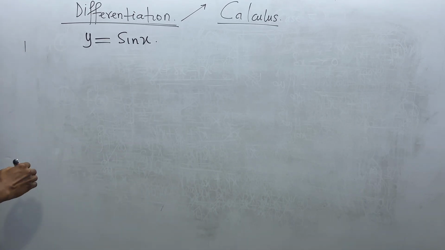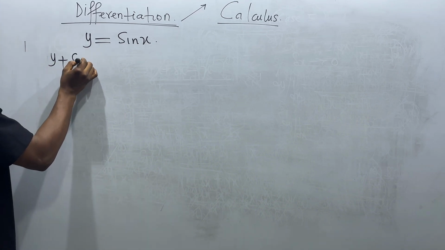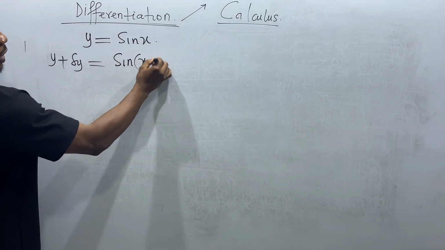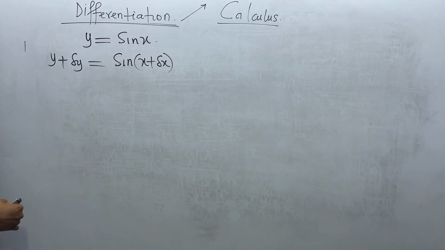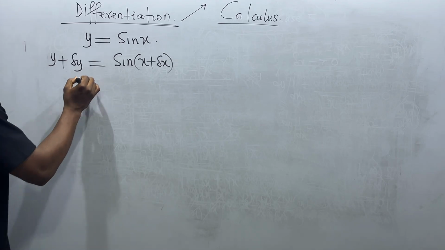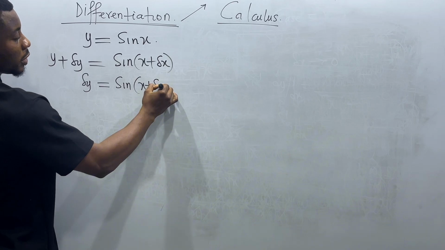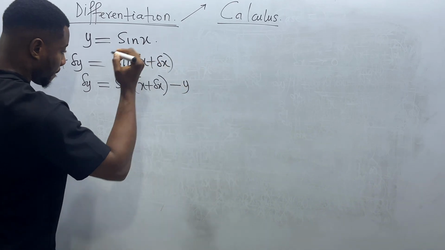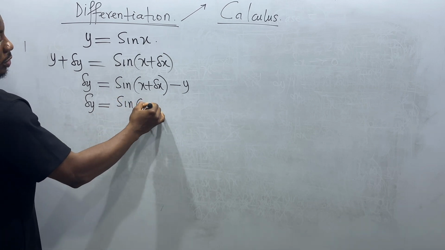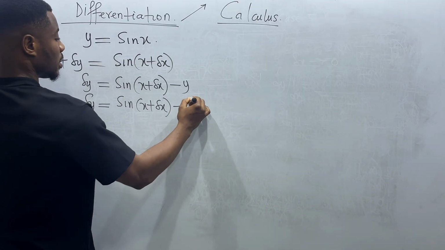We'll do the same thing here. As y increases by change in y, so we have y plus change in y, x will also increase by change in x. So we're going to have sine of x plus change in x. Now we're going to make change in y the subject. So we have that change in y is equal to sine of x plus change in x minus y. Of course, the same thing as saying change in y is equal to sine of x plus change in x minus sine x.